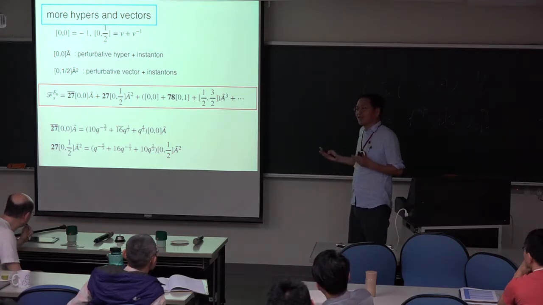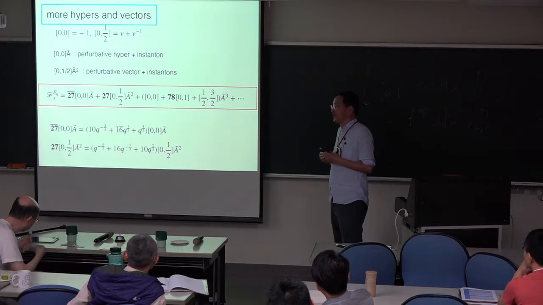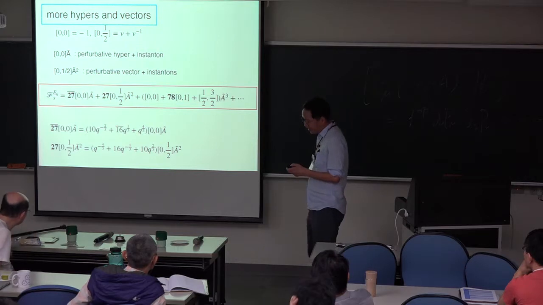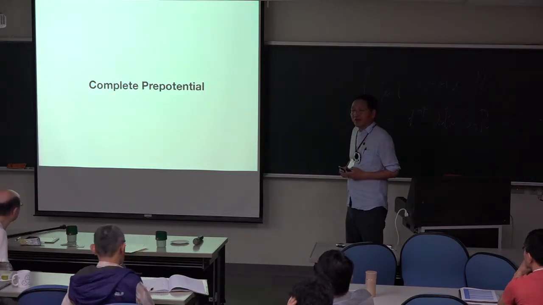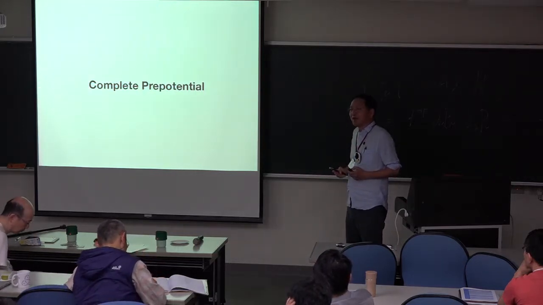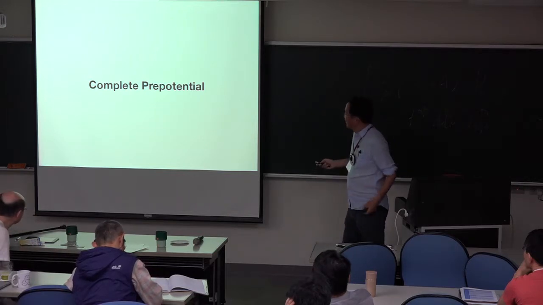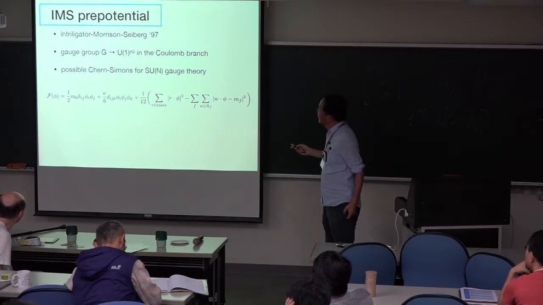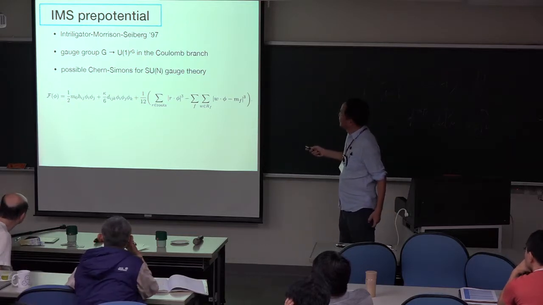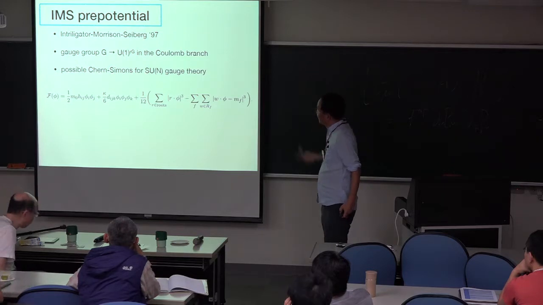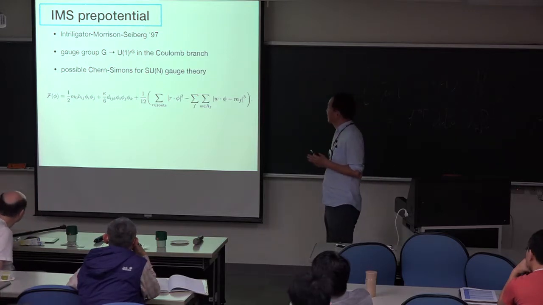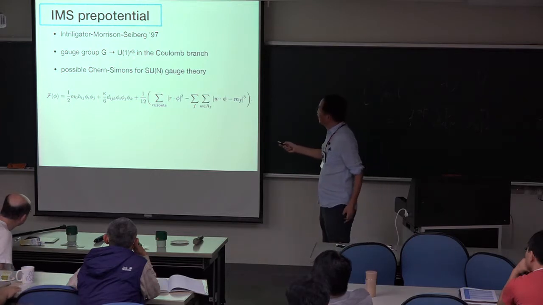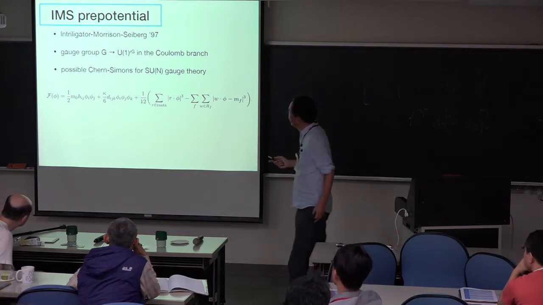But to see this enhancement of global symmetry, you have to really work hard to calculate Nekrasov partition functions and so on. But now we have a much simpler way of looking at this kind of thing using complete prepotentials. So the IMS prepotential was introduced by Intriligator, Morrison and Seiberg in '97. Suppose I have a gauge group in a 5d N=1 theory, where the gauge group is broken to U(1) in the Coulomb branch.